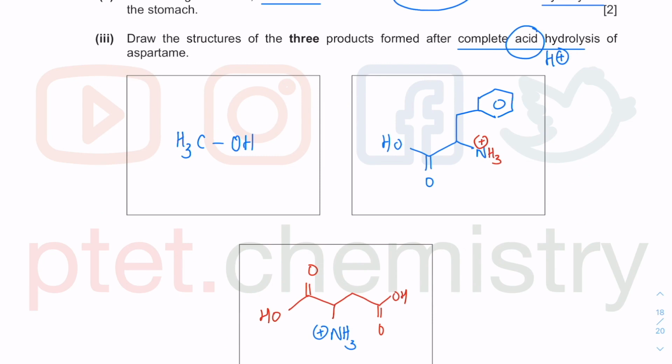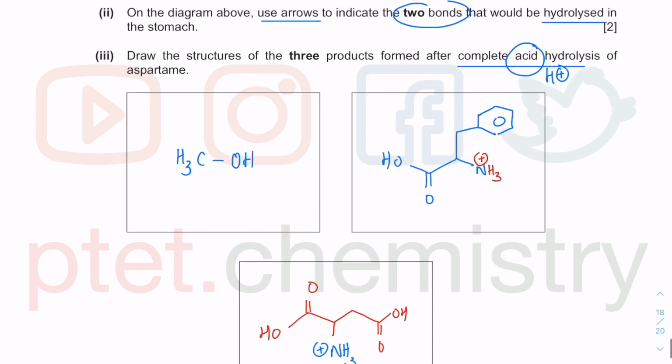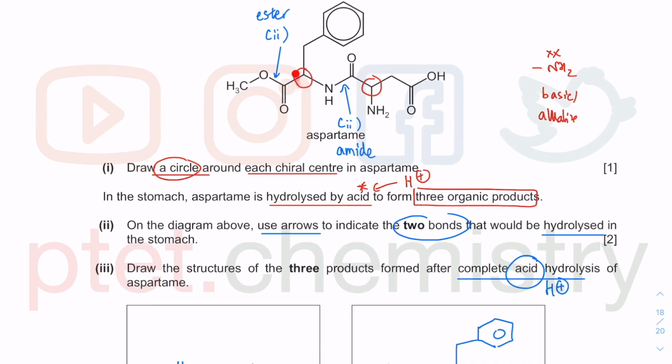Of course, when you write equations, you might get water being formed somewhere to balance the equation, but they want the organic products. So these are the three products that you get after you chop off or fragment the molecule upon hydrolysis. That is the ester bond, that is the ester bond, and this is the amide bond that you have broken or hydrolyzed.